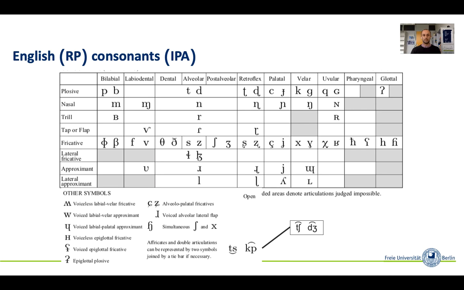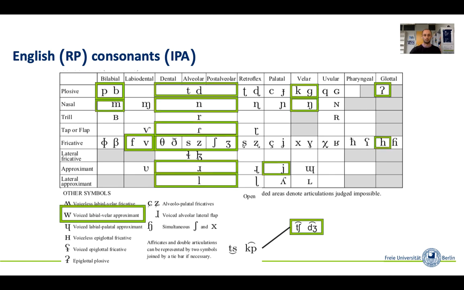Right, so this is the overview of the English consonants using the International Phonetic Alphabet. English consonants.